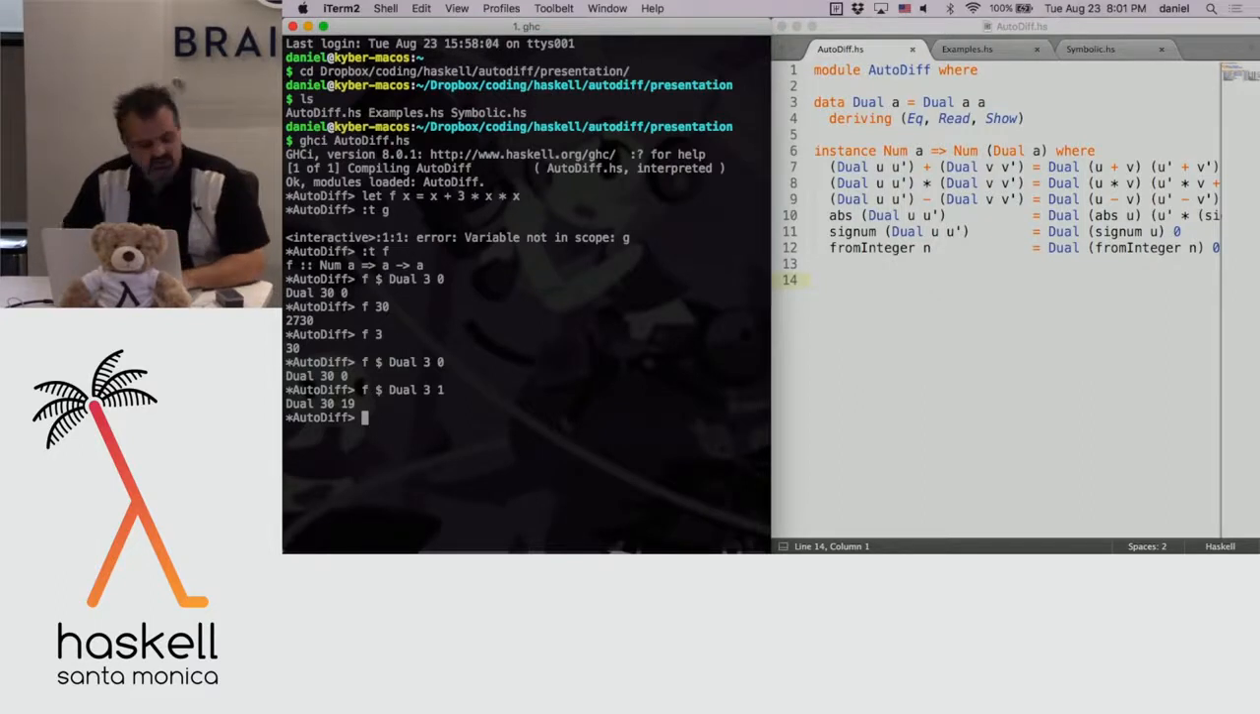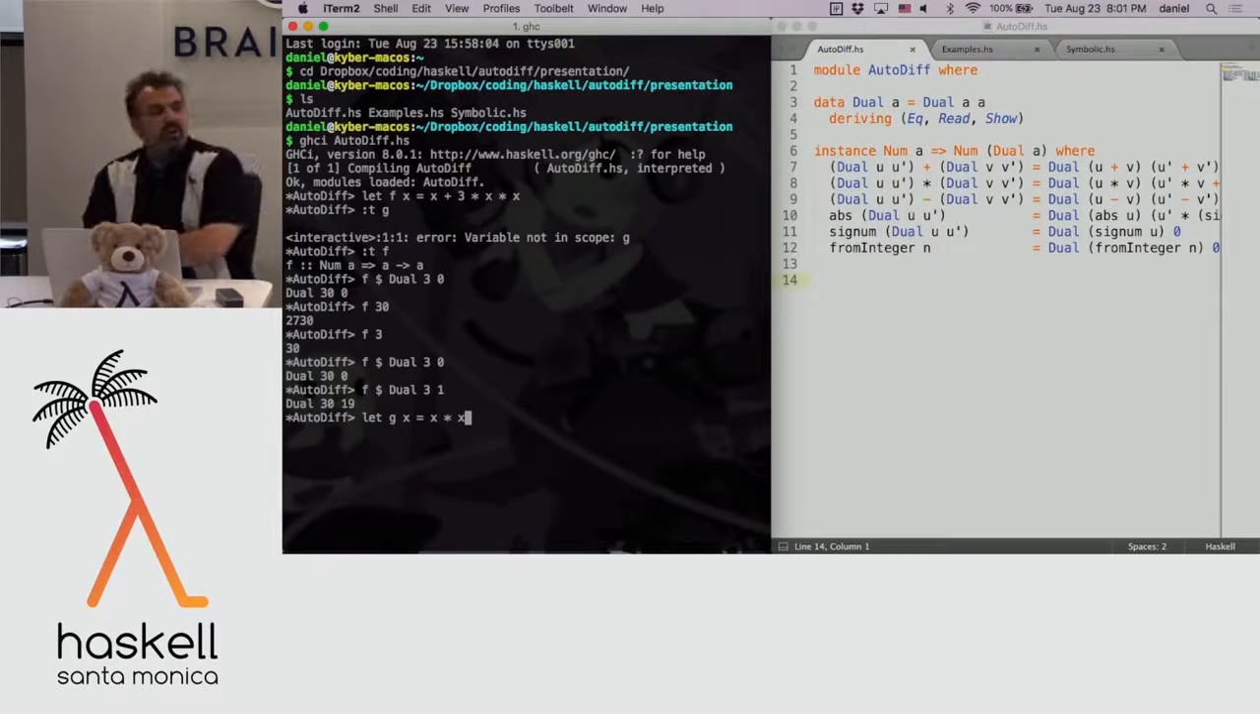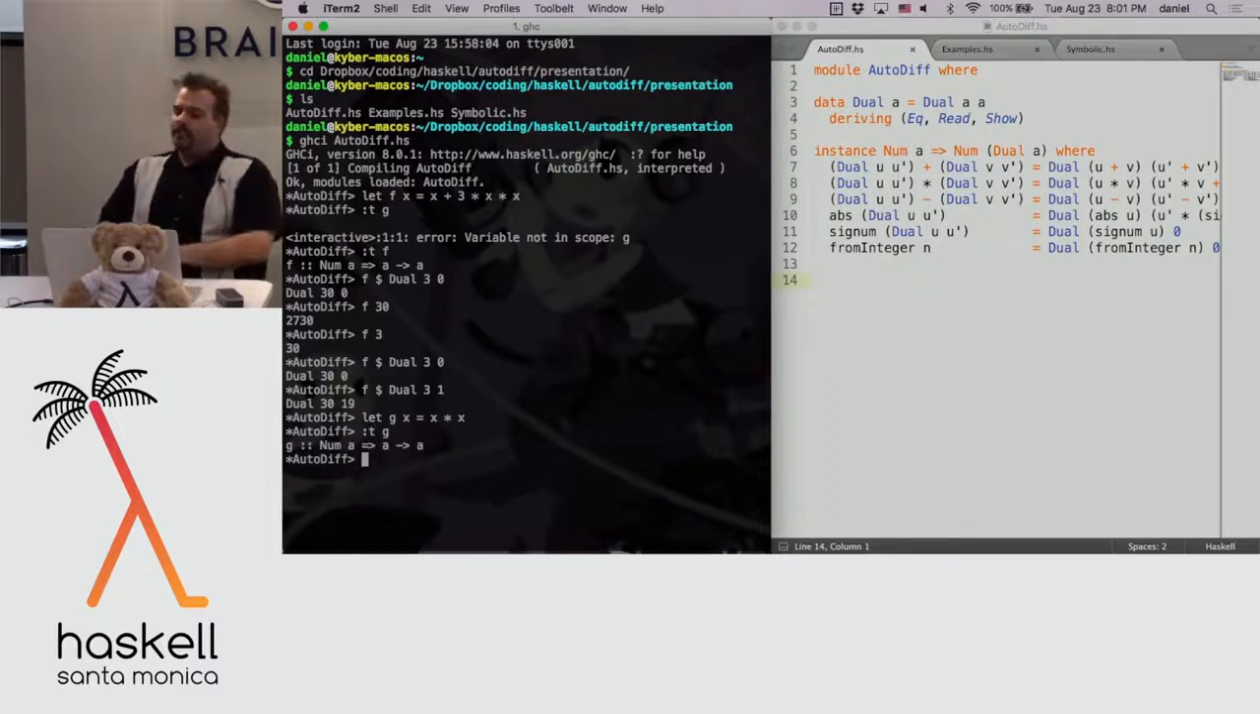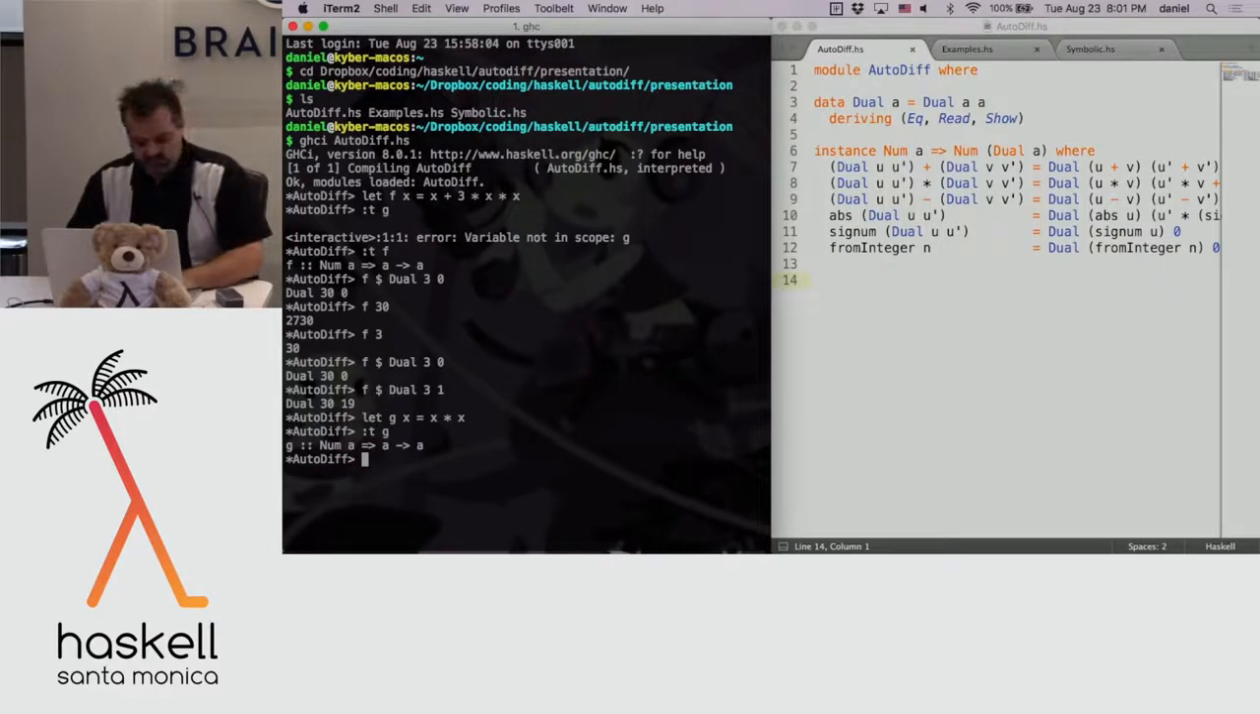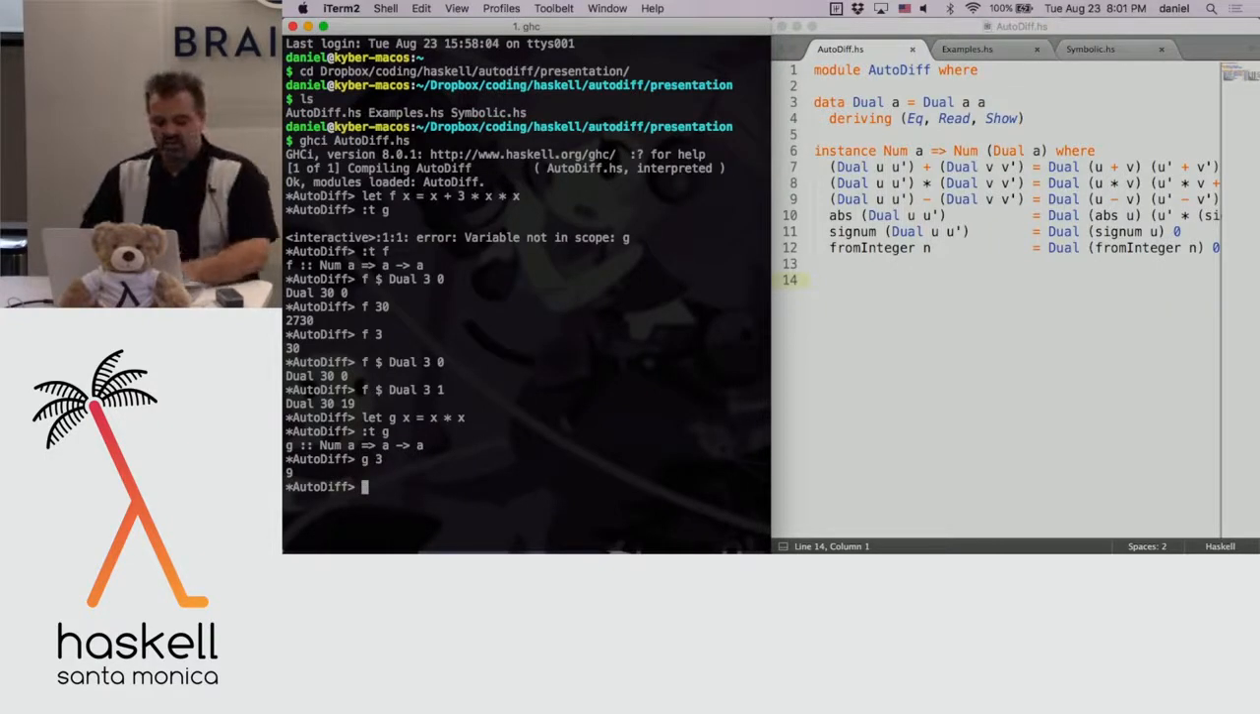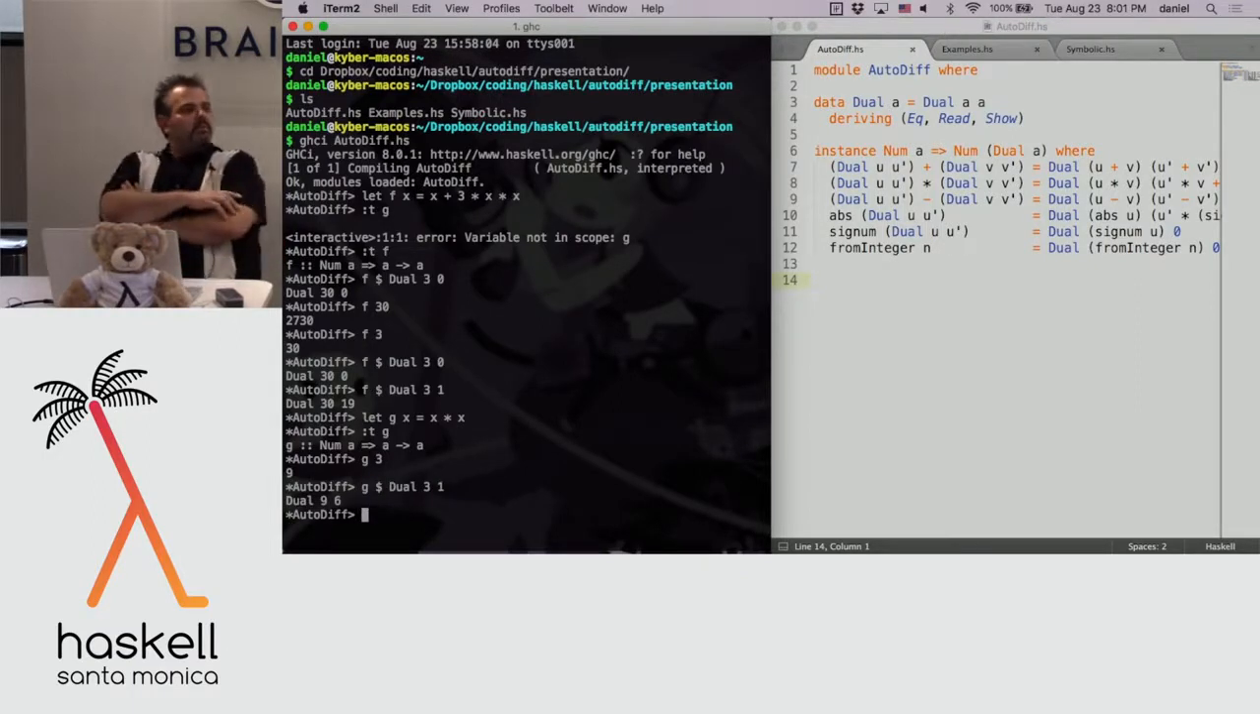This is all very fascinating. Let's actually go back to the function that we were doing earlier, I think that will be more interesting. The function we were looking at earlier was y equals x squared. So that's our g. Let's do g applied to 3. It's obviously 9. Let's do g applied to dual 3, 1. 9 and 6. What is the 6? That's the slope that we wanted.